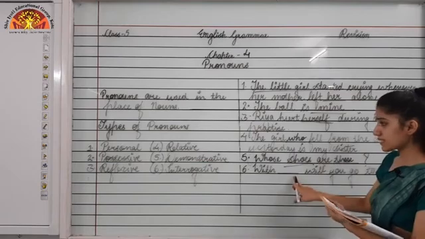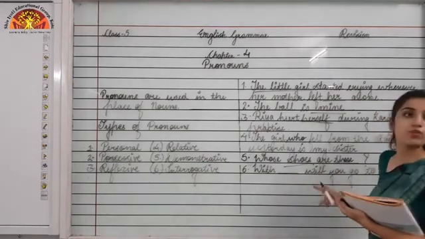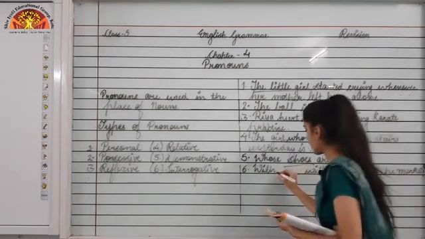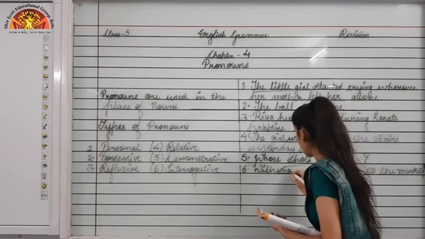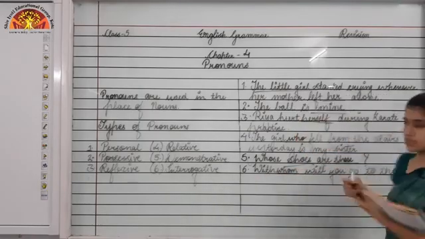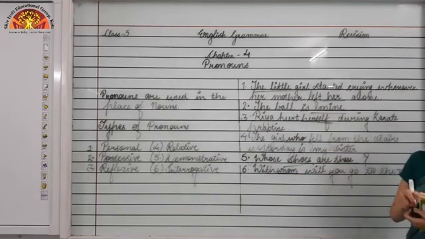So what will come in this sentence? With whom will you go to the market? So we are asking a question over there. So this sentence is of interrogative pronoun.